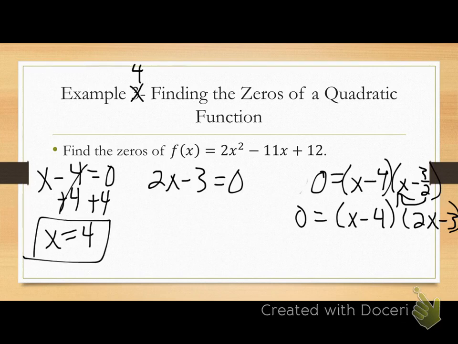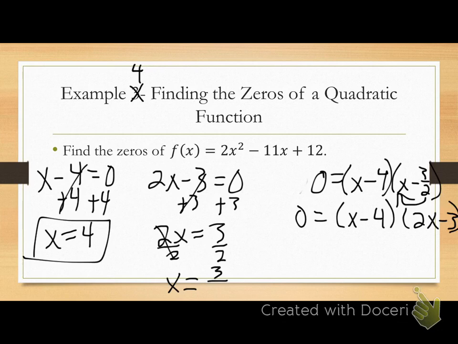2x minus 3 equals 0. What's my first step to get x by itself? Add 3. So 2x equals 3. Is x by itself? No. How do I get x by itself? Divide by 2. So x equals 3 over 2.